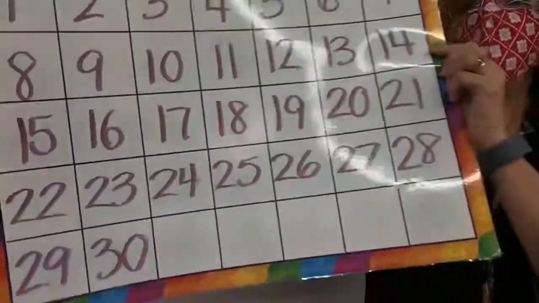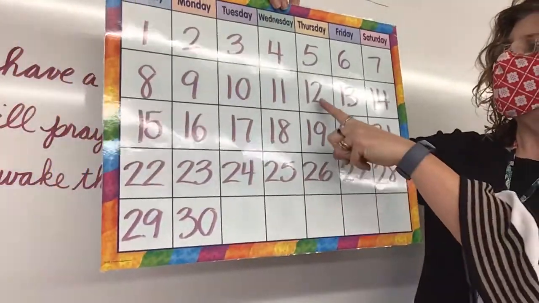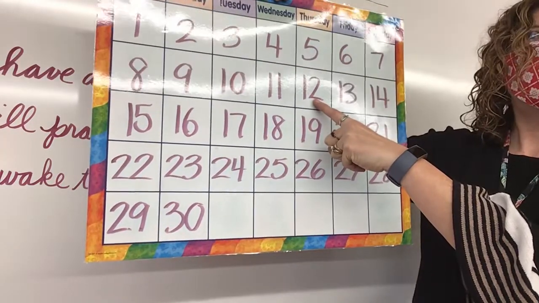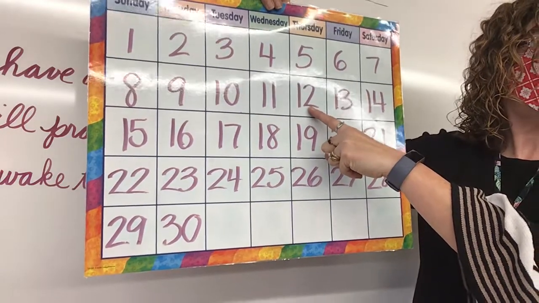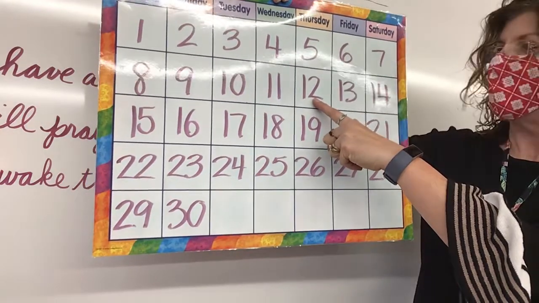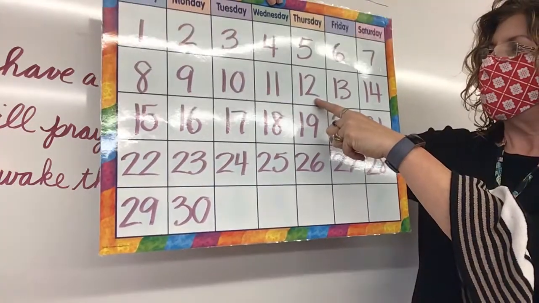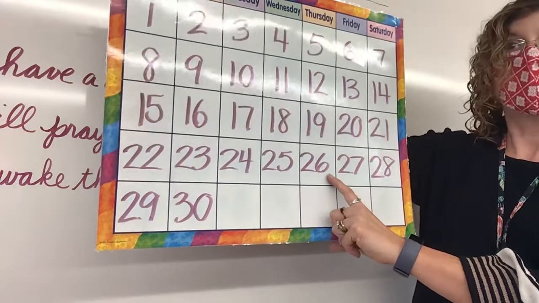But if you were looking at a calendar like this, and let's say the date was the 12th, and they said Thanksgiving is 2 weeks from the 12th, please look up here. I'm talking about this calendar. Your eyes should be up here. So you would be at the 12th, which is on a Thursday, and you would say 2 weeks from then is 1 week, 2 weeks. So what is the date of Thanksgiving?